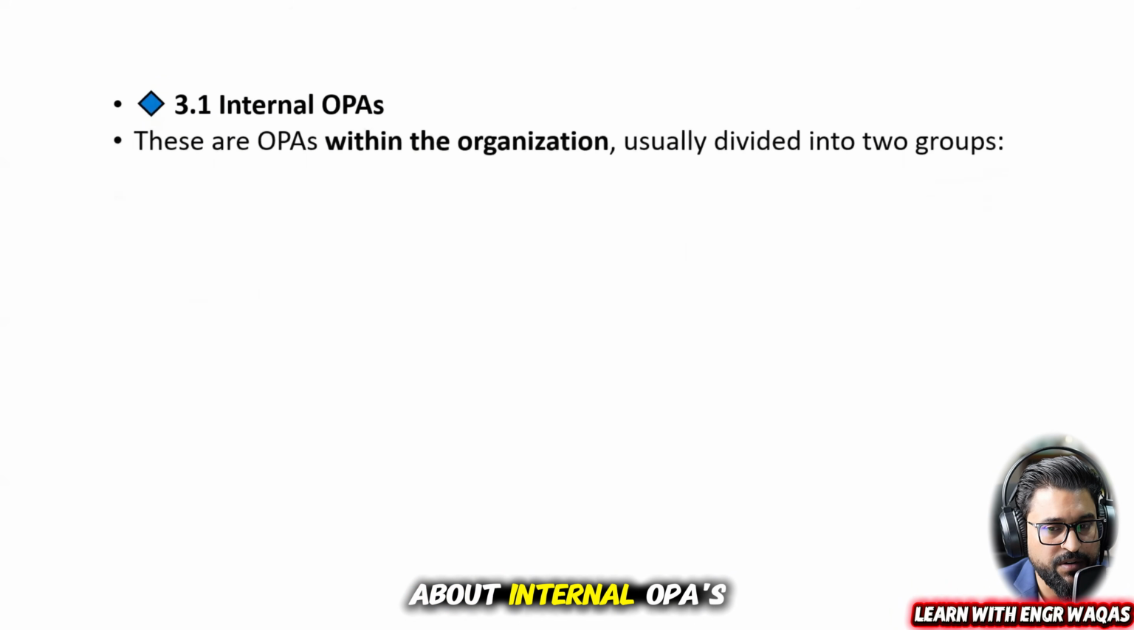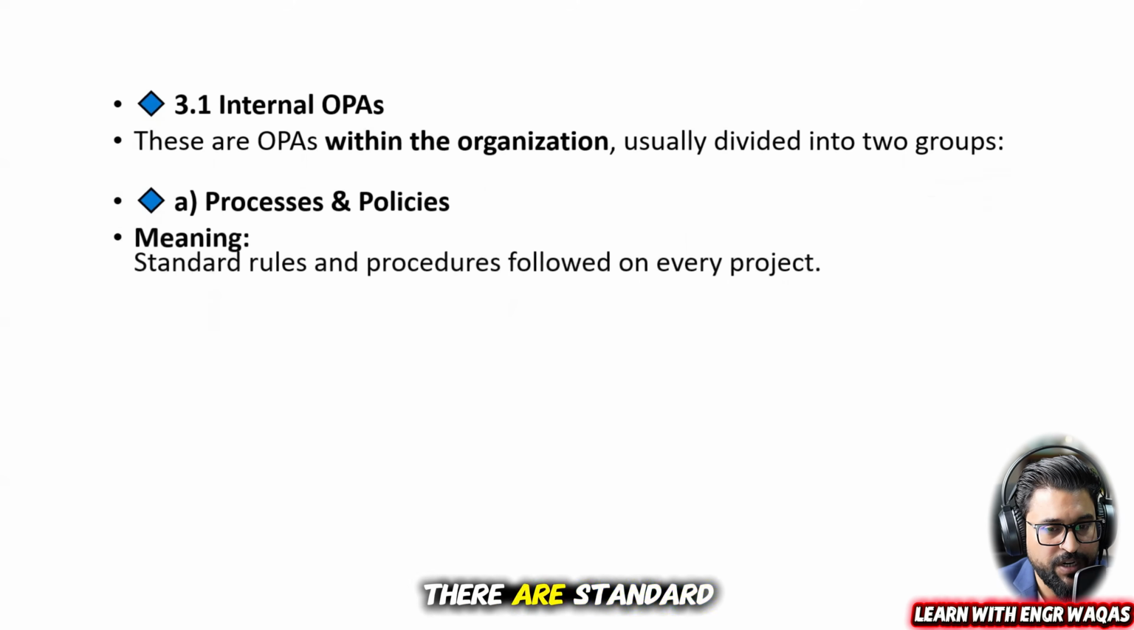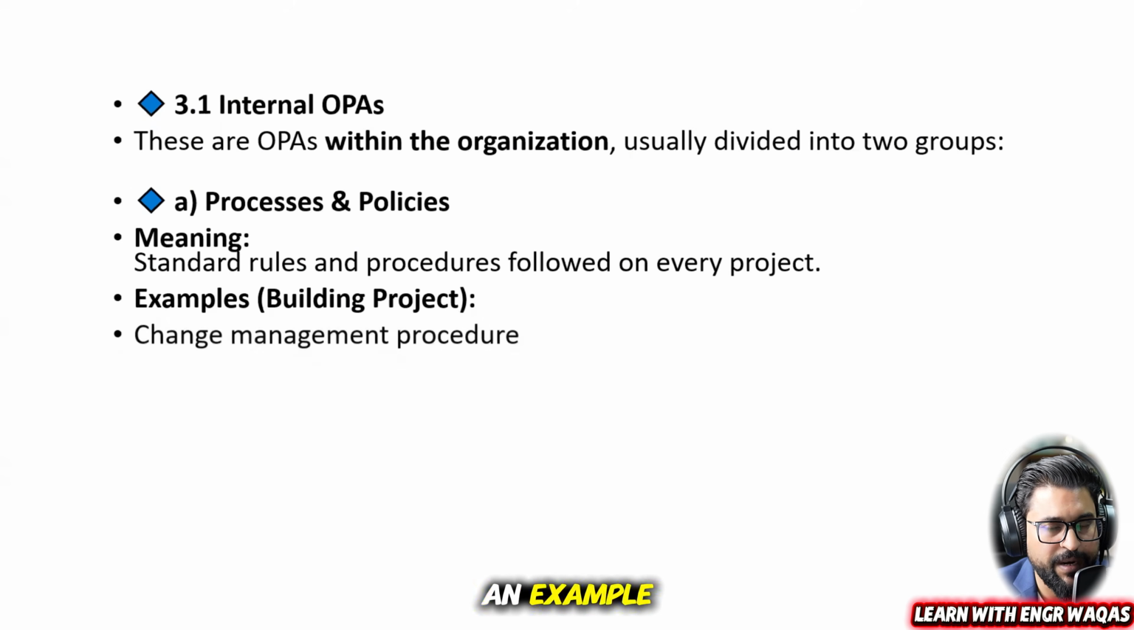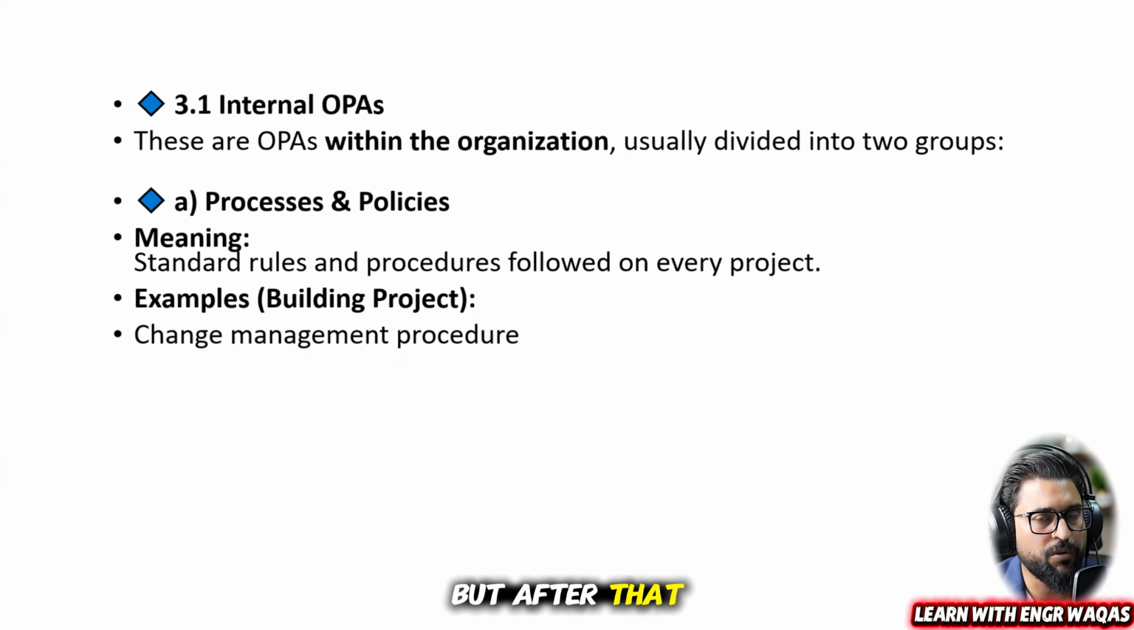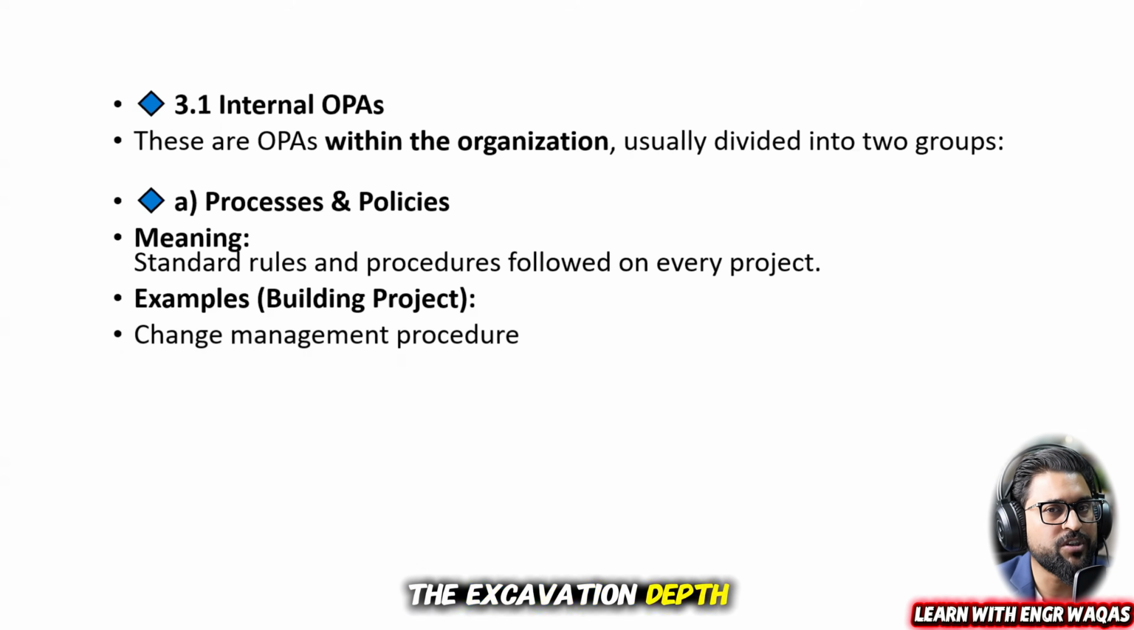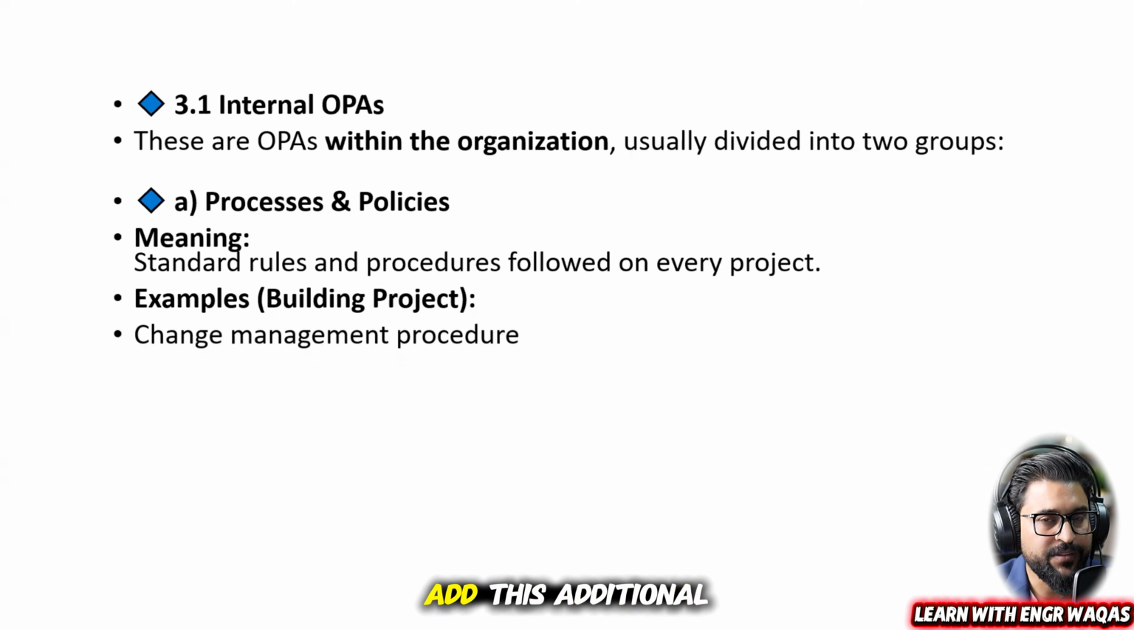If I talk about internal OPAs, there are two groups: processes and policies. There are standard rules and procedures followed on every project. For example, change management. Up to a certain point, the scope of work is well defined. But after that point, maybe the designer recommends something, or our on-site people observe something else and recommend we need to add this as well. The excavation depth has changed now. So how do we add this additional work once our scope of work is already approved? We need change management.